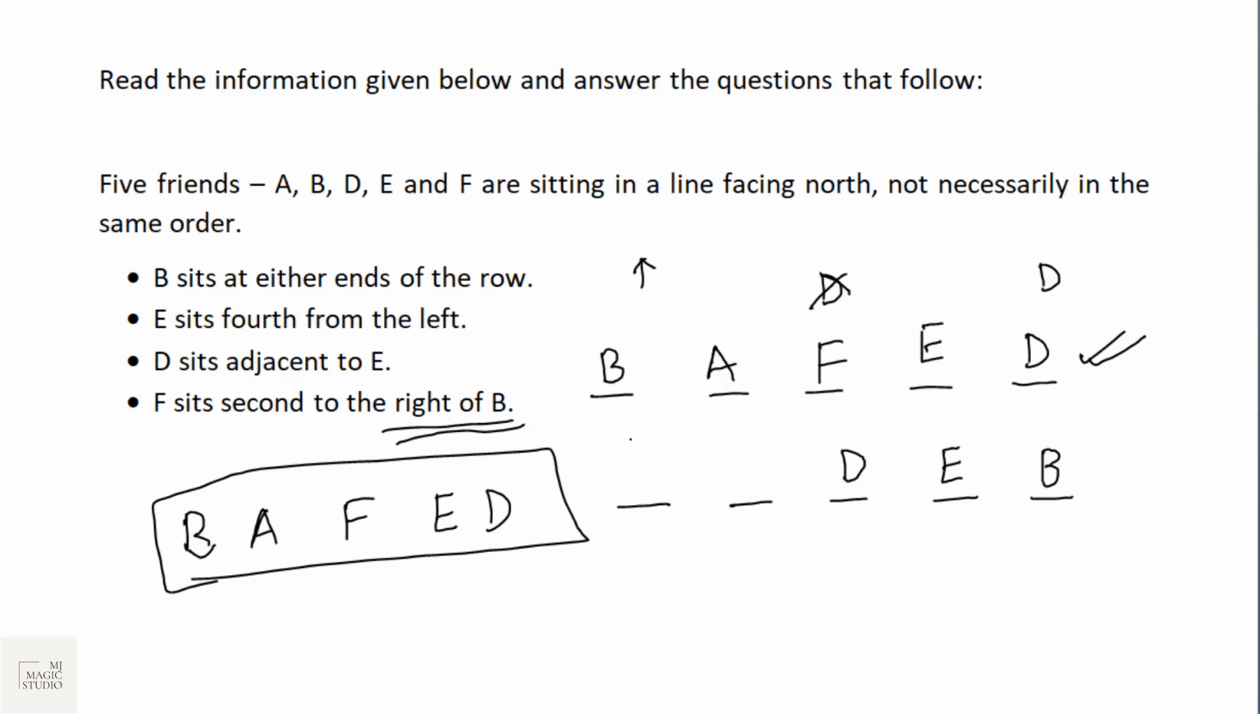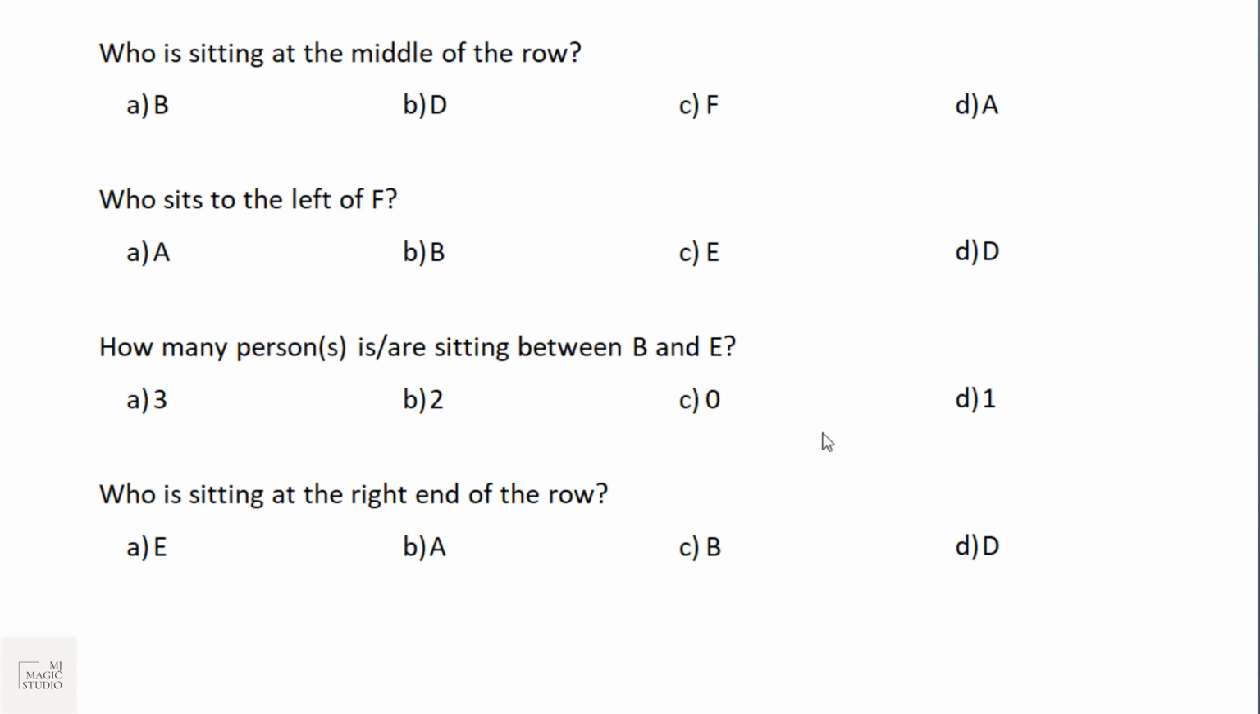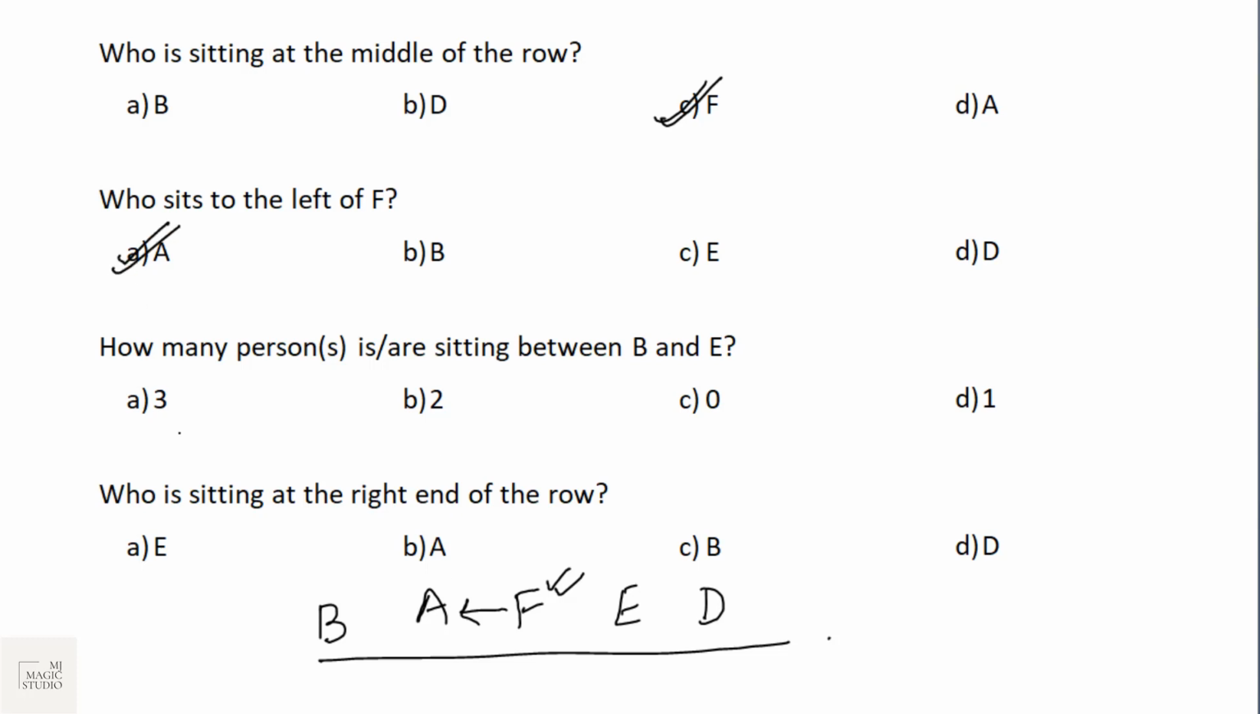Now let's see what are the different questions that they have asked or they can ask. We know that the sitting position that we have found is B, A, F, E, D from left to right. Now first question: who is sitting at the middle of the row? F is sitting at the middle of the row. Who sits to the left of F? A is sitting to the left of F. How many persons are sitting between B and E? Between B and E we can see there are 2 persons. And who is sitting at the right end? At the right end we can see is D, that is option D.